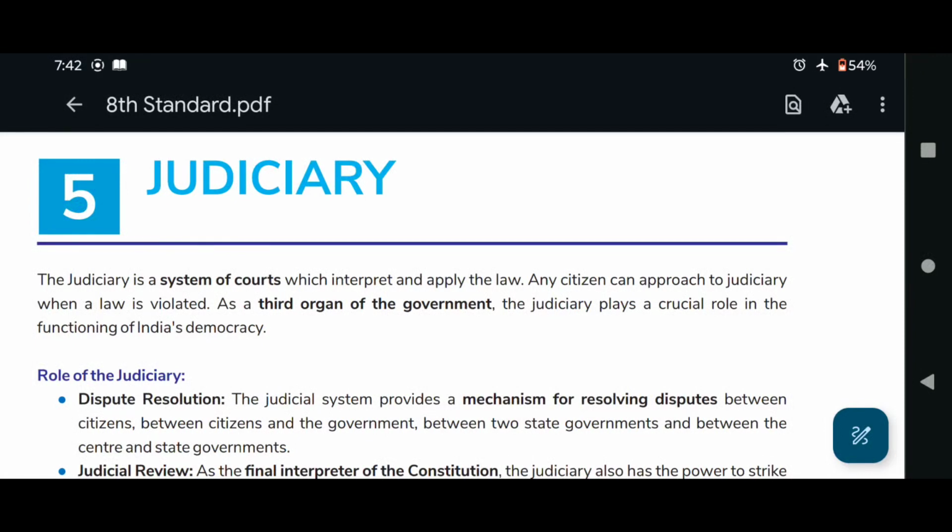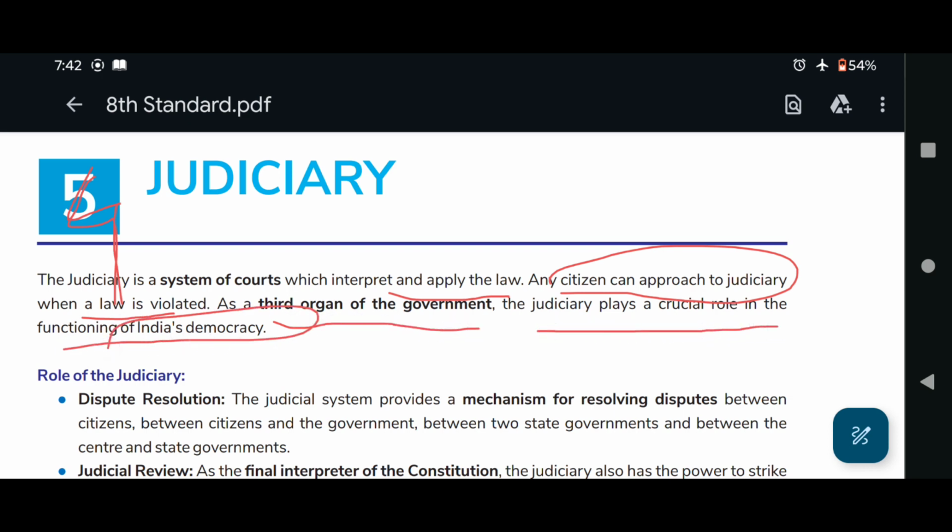Today we are going to read Class 8 Standard Civics Chapter 4, Judiciary. Judiciary is a system of courts which interpret and apply the law. Any citizen can approach the judiciary when a law is violated. As a third organ of the government, the judiciary plays a crucial role in the functioning of India's democracy.